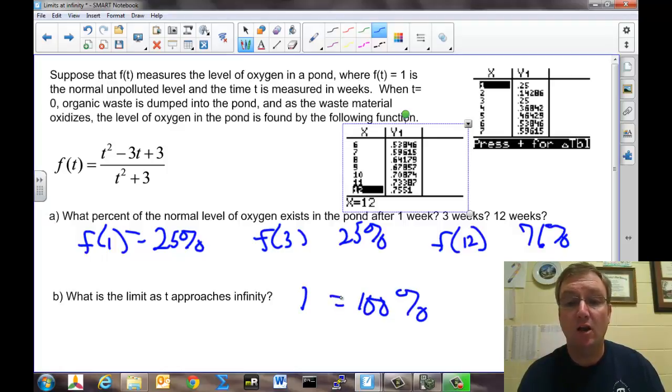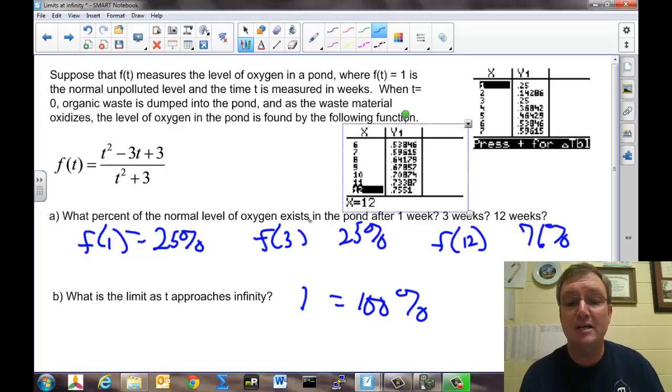Now, looking at this algebraically, mathematically, will it ever get to 100%? No, because this number on top is always going to be a little bit smaller because of this minus 3t than what's on the denominator. So it'll be close to 100%, but it will never be 100%.